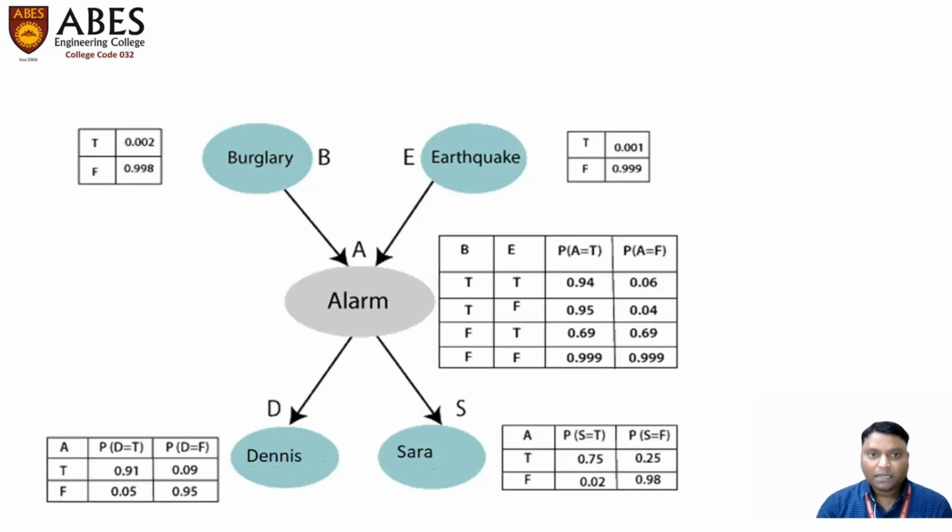So, what is the list of events here? There are total five events: burglary B, earthquake E, alarm A, Dennis calls D, and Sarah calls S. These are the events. We can write the events of the problem statement in the form of probability like this. I'm going to write it here.